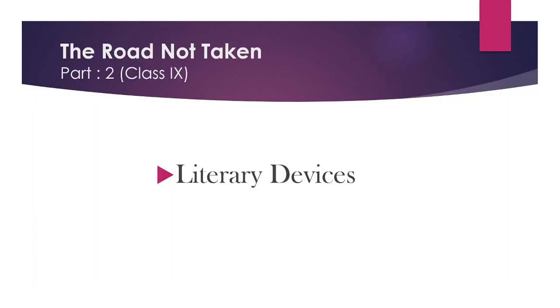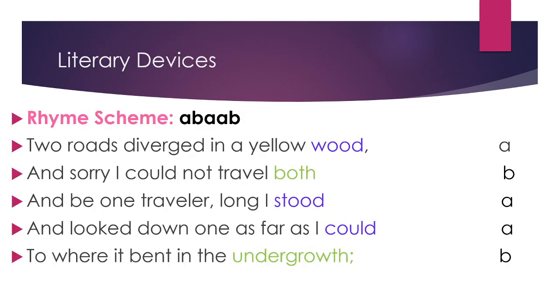Now, in this lesson today, we are going to do the literary devices of the poem The Road Not Taken, part 2 of the explanation. In the literary devices, first of all, we'll do rhyme scheme. The rhyme scheme of this poem is a, b, a, a, b. Now, how to find out the rhyme scheme?